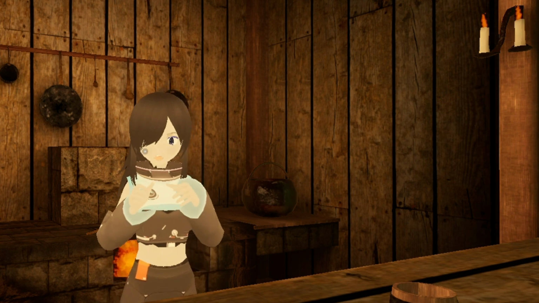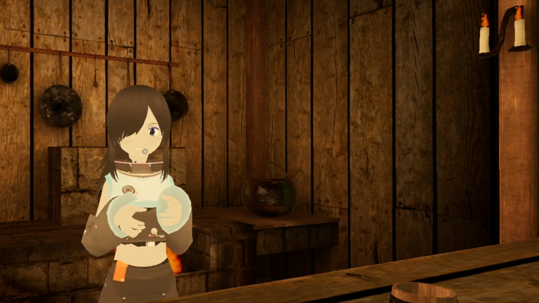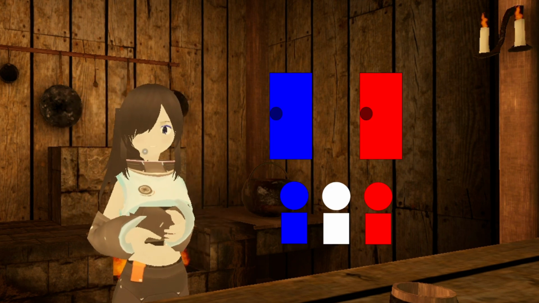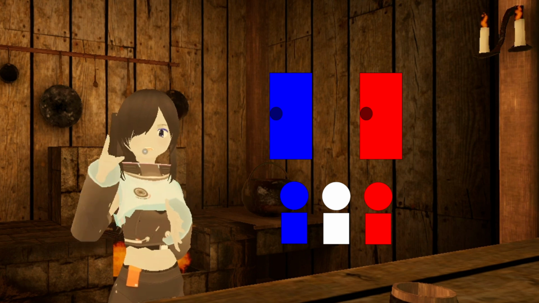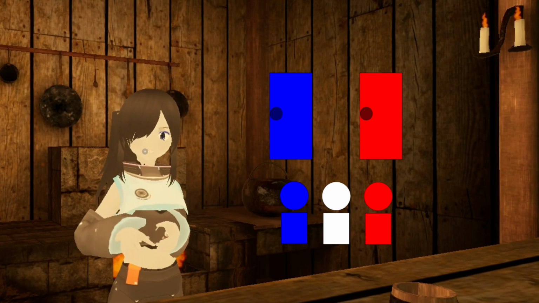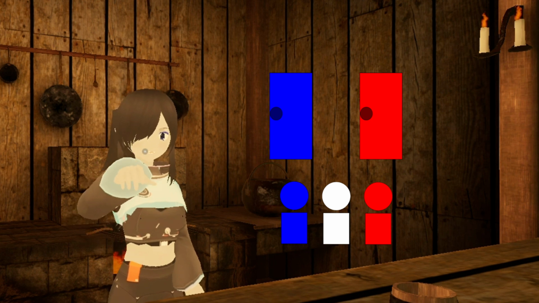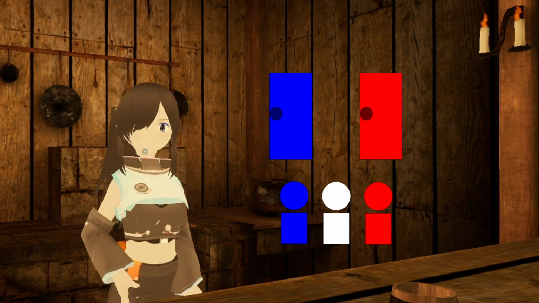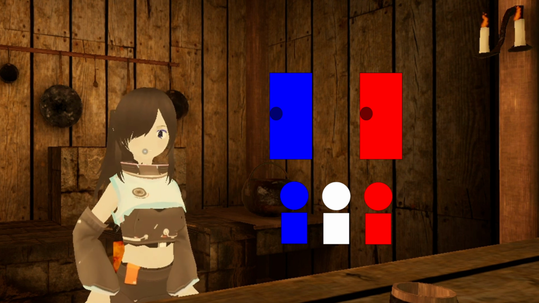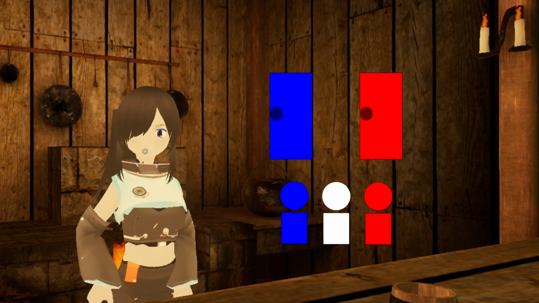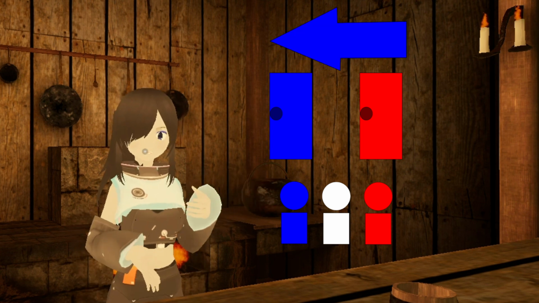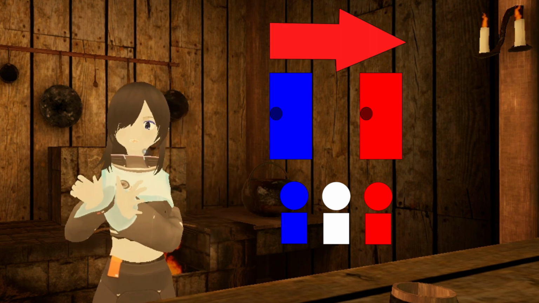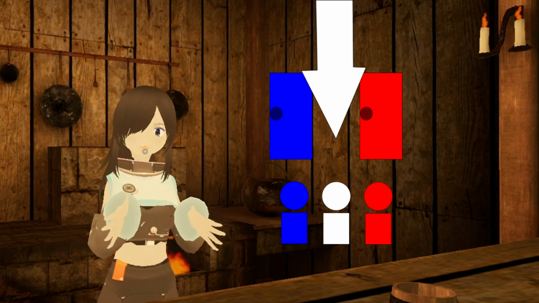To make it a bit more abstract and easier to understand, let's take these 3. I will call them red, blue, and white. Inventive names, I know. We put red, blue, and white into one room. The room has 2 doors. These 2 doors are red and blue. Blue, since he is a blue character, is always going to choose the blue door. Red, since he's a red character, is always going to choose the red door, and white has a 50-50.